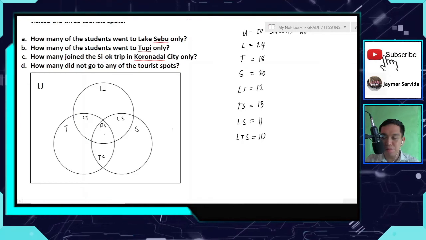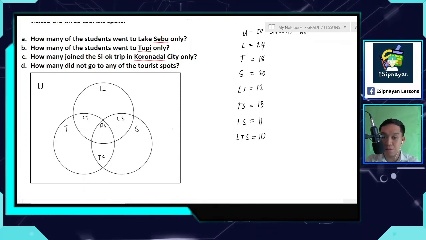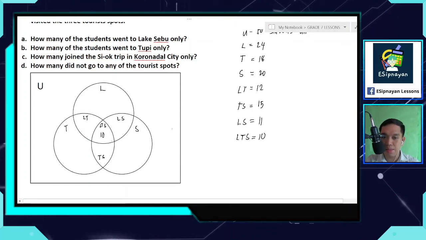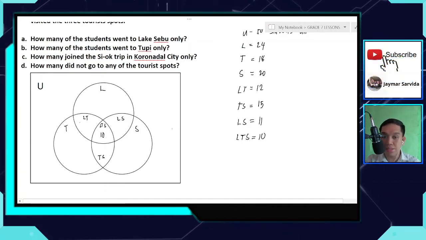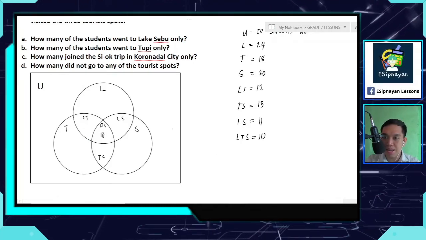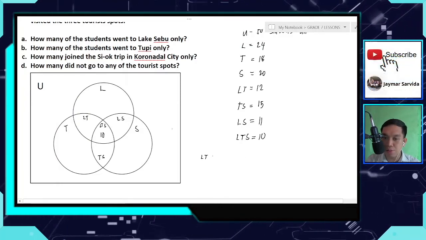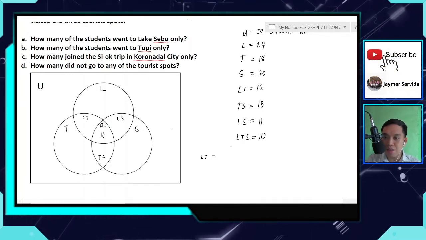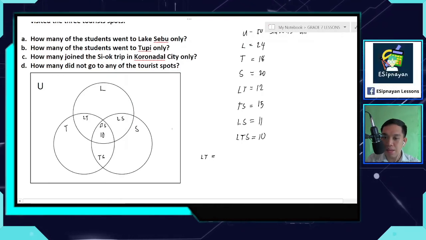Okay, ito yung part na to, yung pinakagitna kung saan yung ating mga students pinuntahan yung tatlong tourist spots natin. At ilan yon? We have 10. Okay? And then para malaman natin kung ilan ang students who went to Lake Cebu and Tupi only, ganito lang ang ating gagawin. So, LT. Okay, ilista lang natin dito class ha. LT is equal to, ima-minus lang natin yung kaniyang, sa LT only ito ha, LT only.